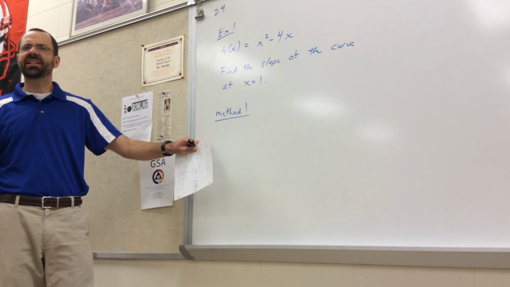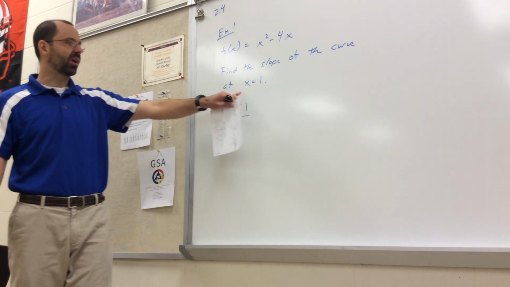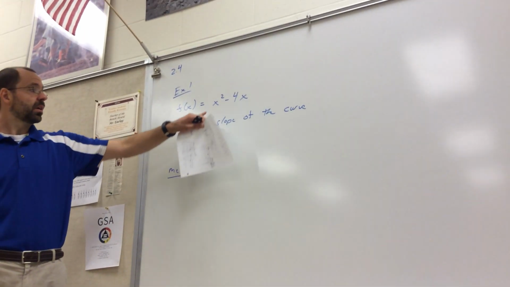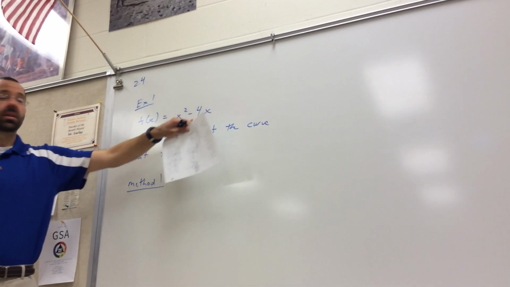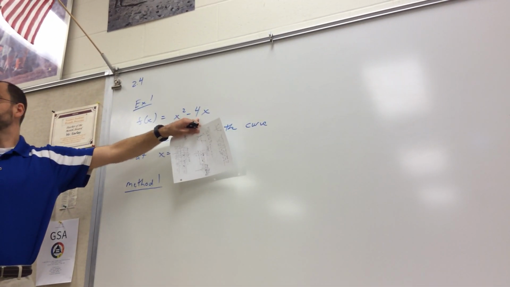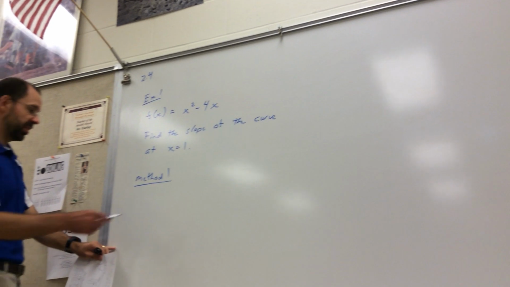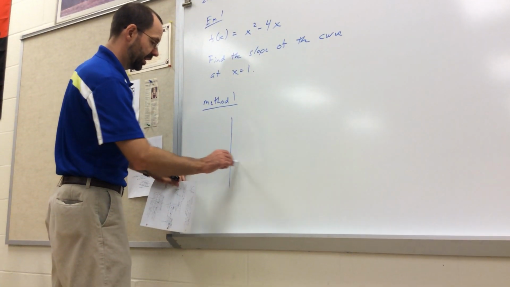So just so I can get an idea of what's going on, I'm going to plug 1 into this function. 1 squared is 1. 4 times 1 is 4. And 1 minus 4 is negative 3. So we know that on this curve we have the point (1, -3).